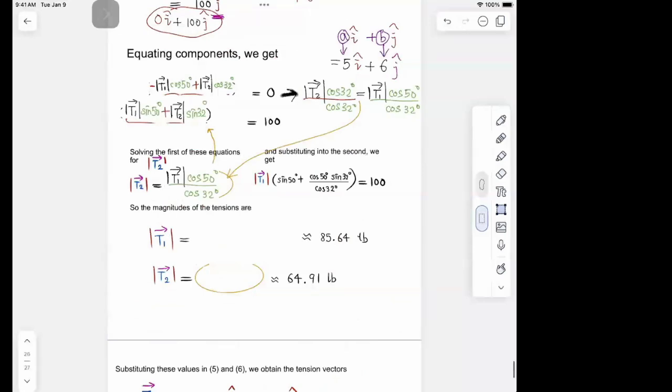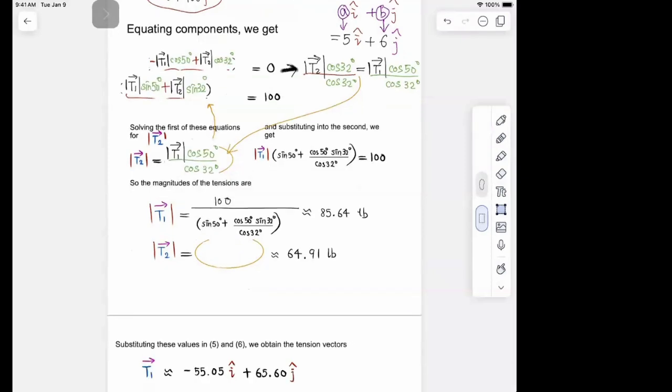Okay, so now T1. After that, you can solve for T1, right? So T1 is equal to what? According to this equation, that will be 100 divided by this whole thing in the parentheses, right? I'm going to just copy it because it's easier that way. Divide by that, and just punch it into the calculator, and that should be about 85.64 pounds.